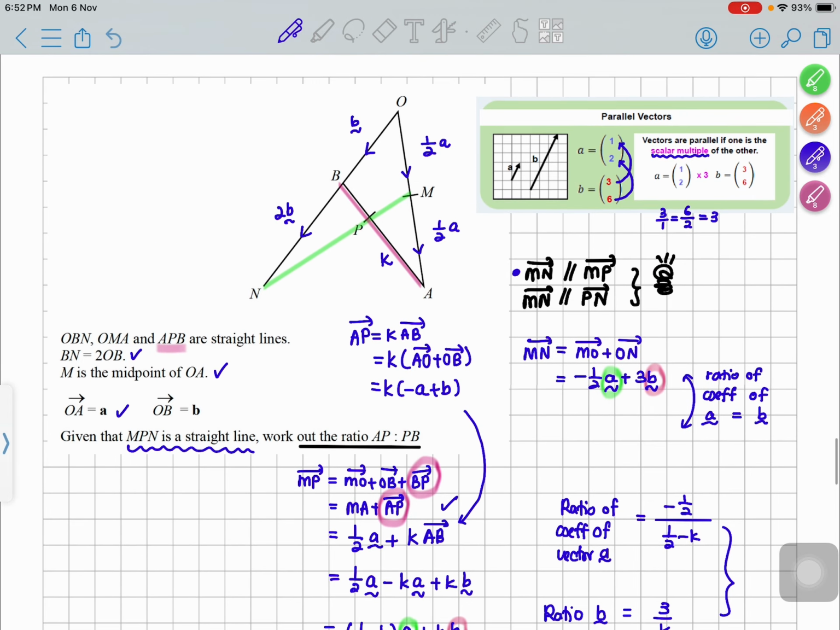So where is my K? My K is here. Can you see that? So you are telling me your AP is equal to 3 over 5 of your AB. In that case, if this is 3 over 5, what will this part be? It is going to be 2 over 5, because the total portion is considered as 5. Right? So this is going to be 2 over 5. Now you can write the ratio easily. AP to PB is going to be 3 to 2.